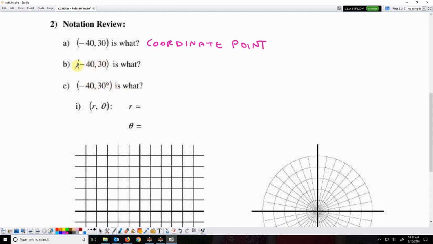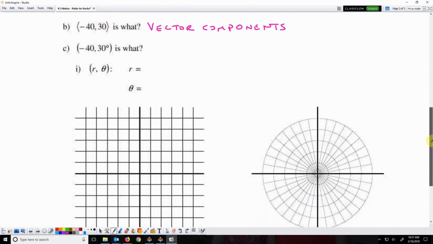When we see the same numbers, but the parentheses are a little pointy now, those are vector components. So the terminal point would be at this coordinate point here, negative 40, 30, but now there's a vector that goes to that point. Okay, so let's go down to this first graph and graph that.